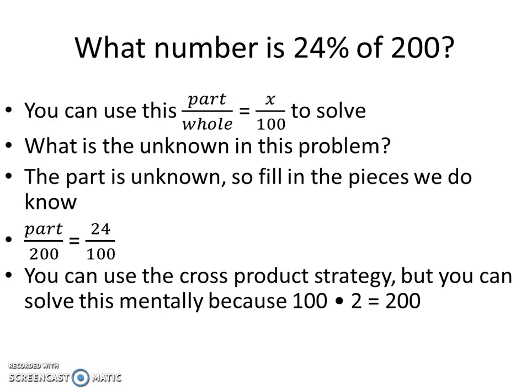We can use the cross product strategy here, but looking at this one, it's pretty easy to see because 100 times 2 is 200. So you can just do 24 times 2 to get 48. You could use cross products by doing 200 times 24 and then dividing by 100, but this one's pretty easy to see that it'll be 48. So 48 is 24% of 200.